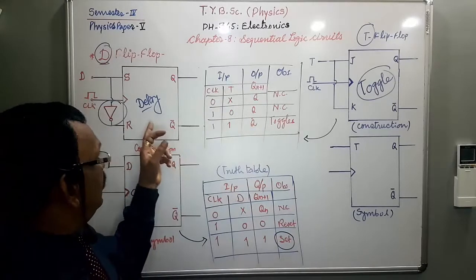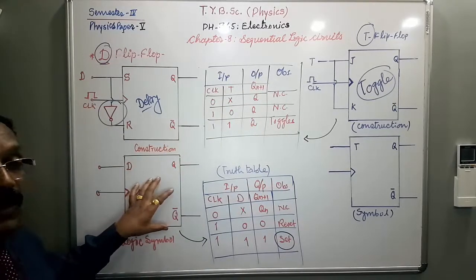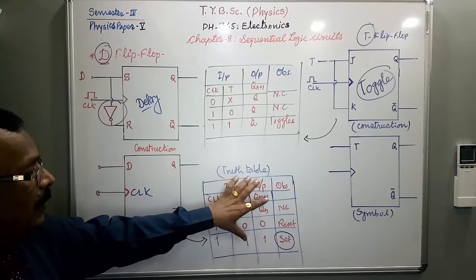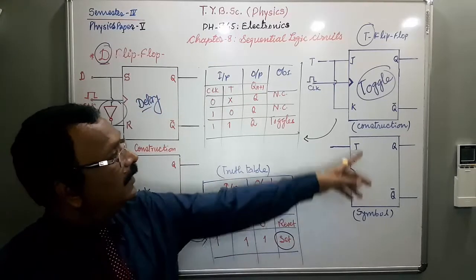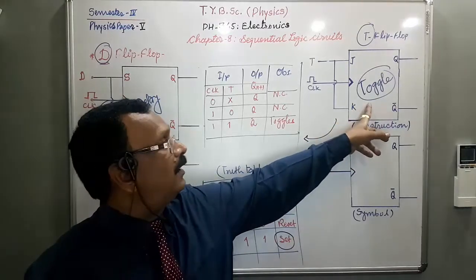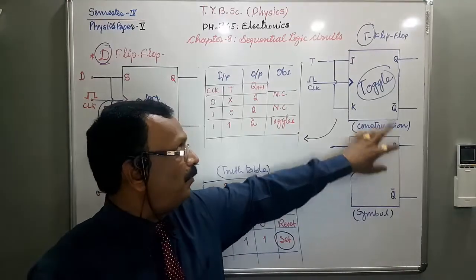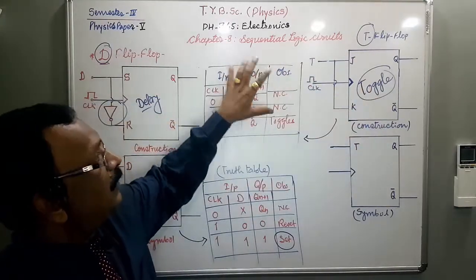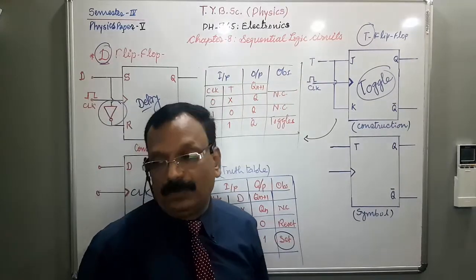So this is the construction of D flip-flop, this is the symbol of D flip-flop, and this truth table summarizes the working of this D flip-flop, whereas this figure illustrates the construction of T flip-flop and this figure illustrates the symbol of T flip-flop, whereas this truth table summarizes the working of T flip-flop.